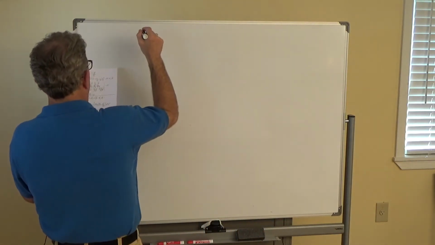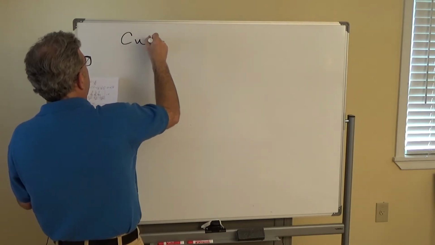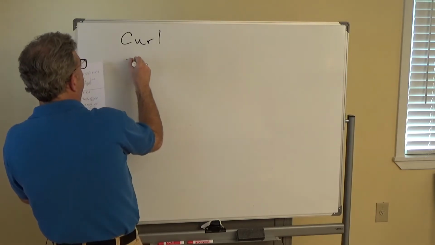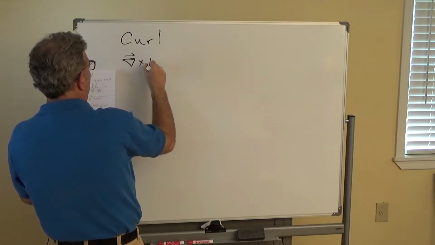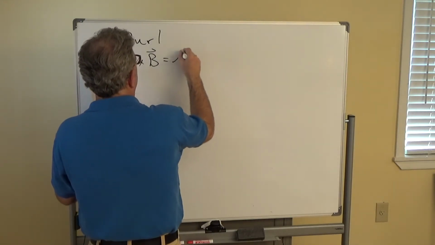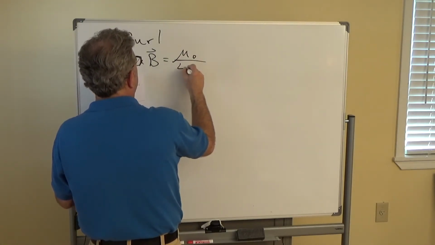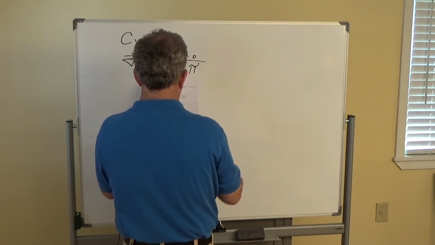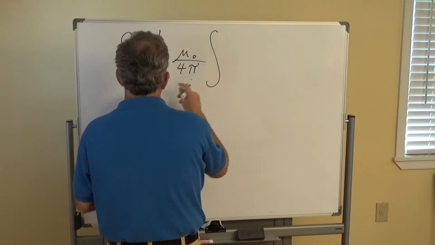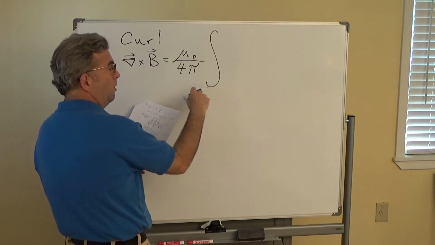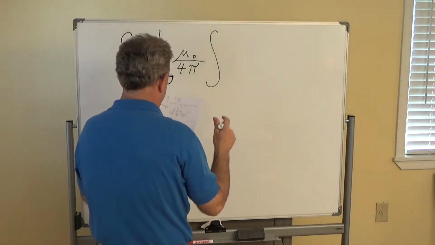So for the curl, okay, we have del cross B. We're going to do the same thing that we did with the divergence. We're going to take that cross product underneath the integral. That curl is acting on the field. This integral is over the source.